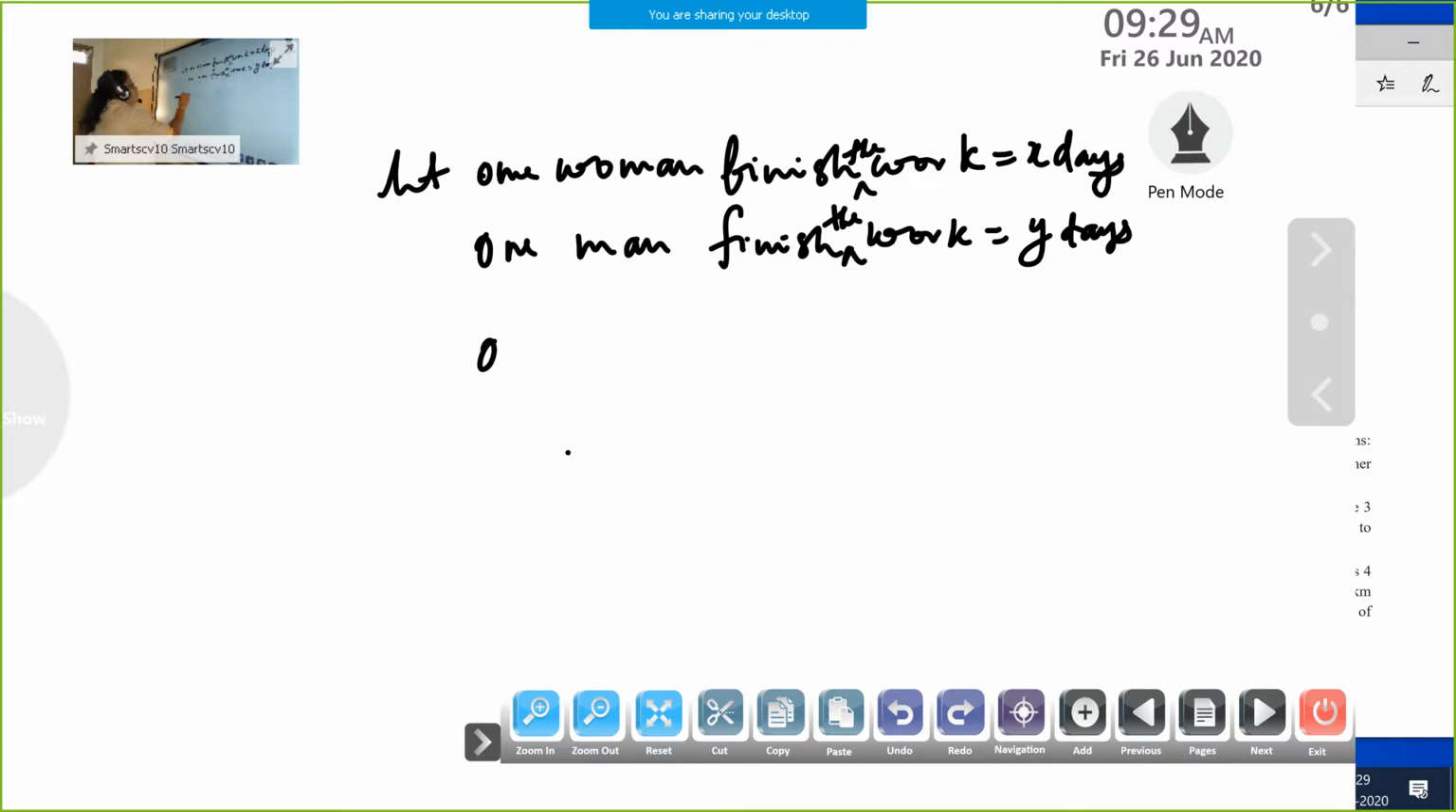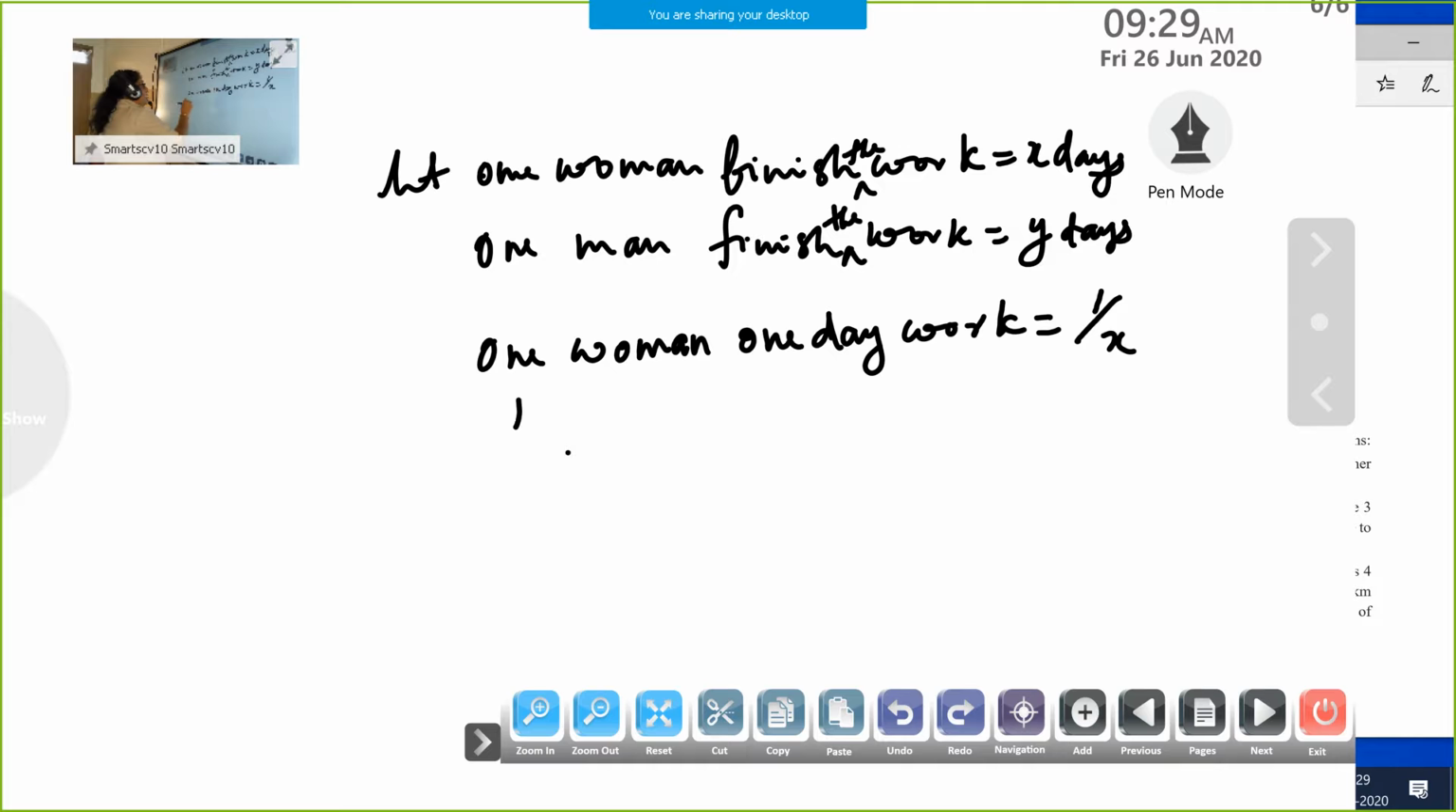Okay, right? One woman's 1 day work is equal to 1 by x, and one man's 1 day work is equal to 1 by y. 1 by x days means 1 by x of the day, and then 1 day work is 1 by y.